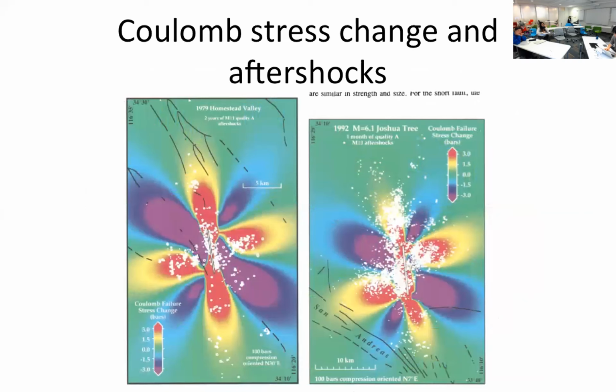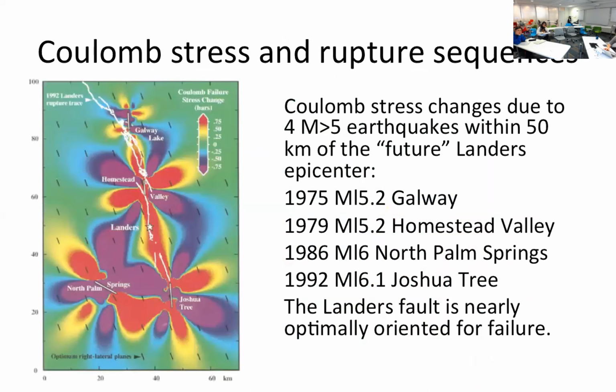And you have seen this before. No, you haven't seen this before, okay. Those are different earthquakes, but roughly in the same area. This is from the 1979 Homestead Valley earthquake. This was the 1992 Joshua Tree earthquake. And the reason I'm putting them together is that when we put these four earthquakes, four earthquakes with magnitude greater than five, they're all within the vicinity of the Landers fault.